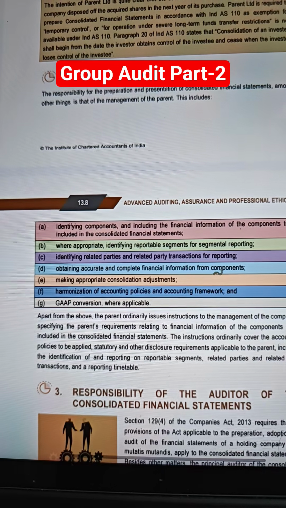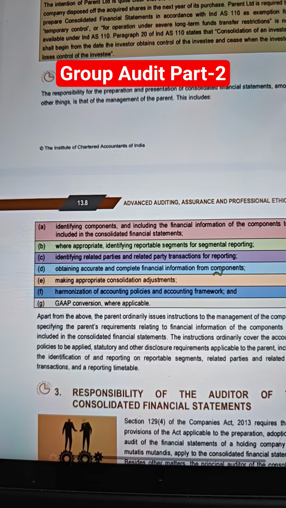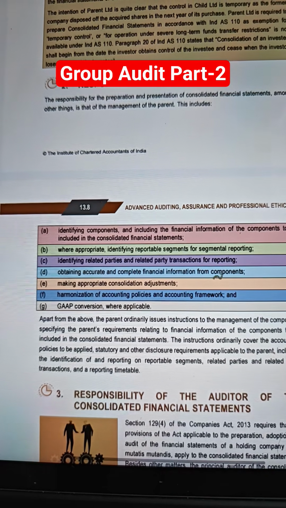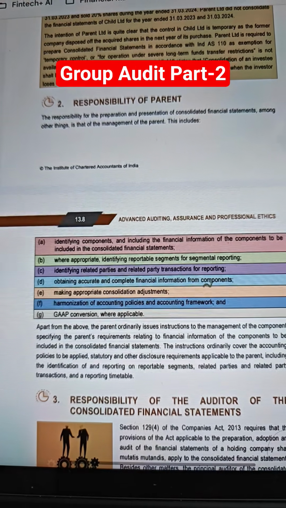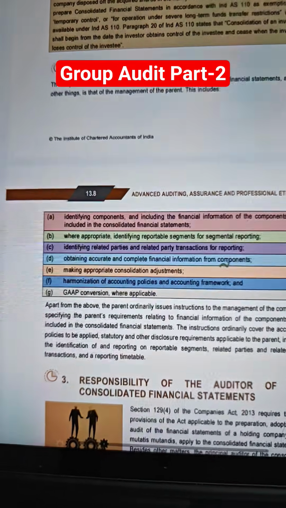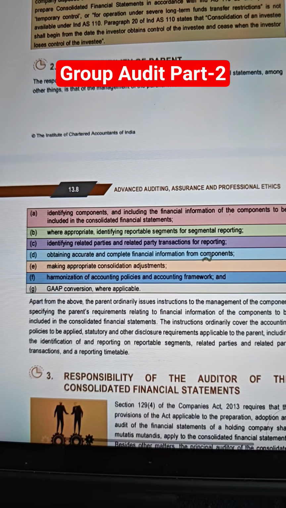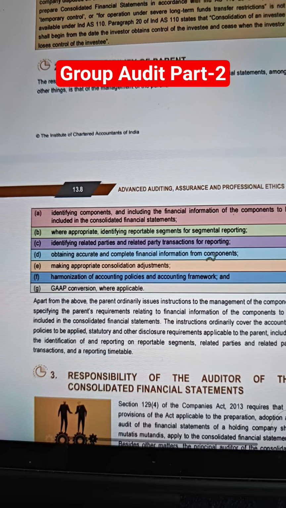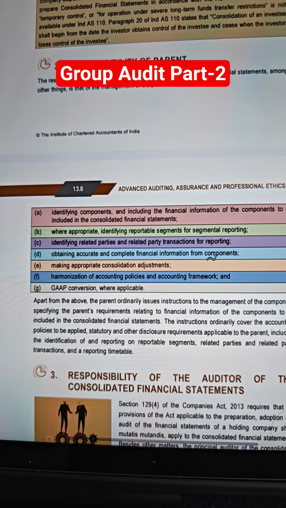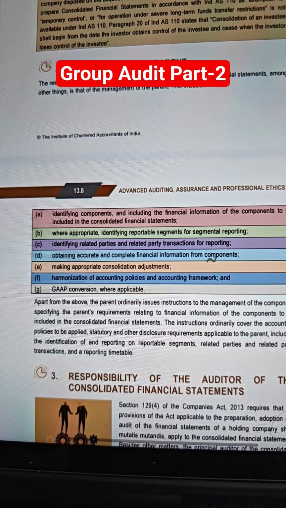Identifying the components includes a subsidiary, associate, joint venture, whatever it may be, and identifying the financial information of the component to be included in the CFS. And next, wherever appropriate, identifying reportable segments to be reported. First of all, identify the components. Second, where appropriate, identify the reporting segments.